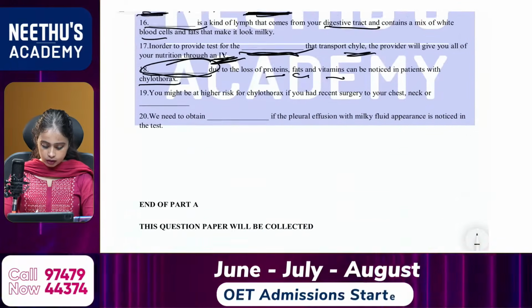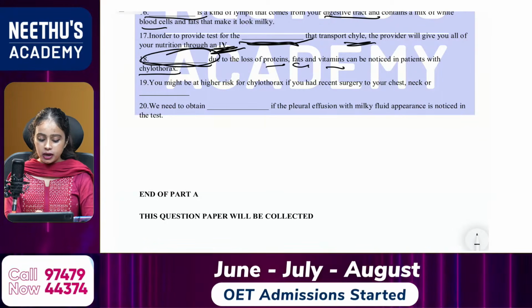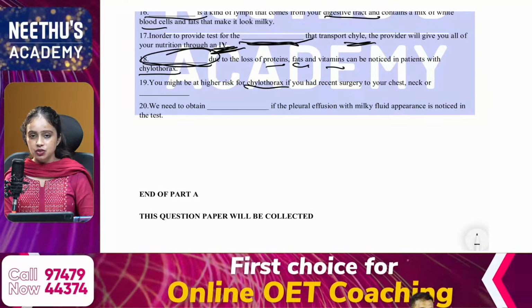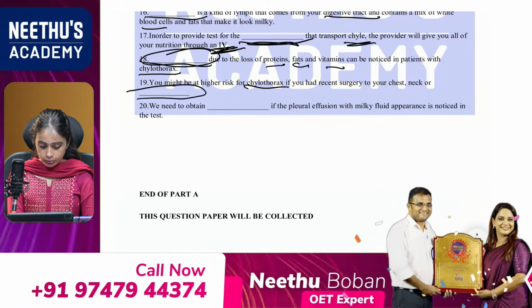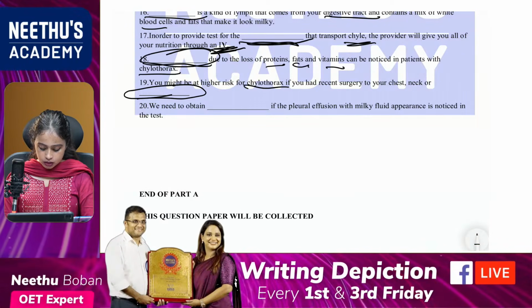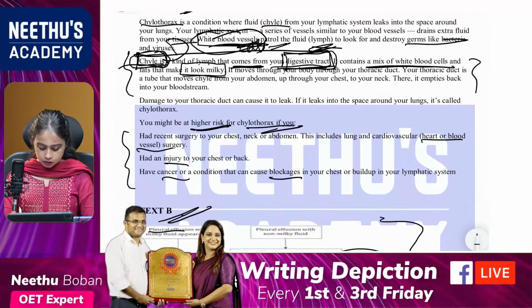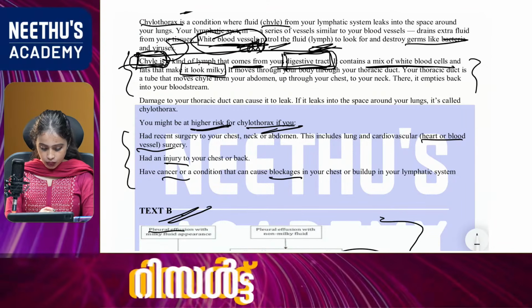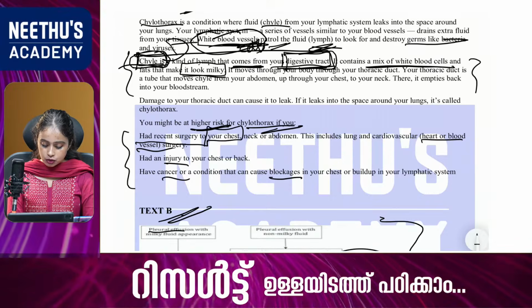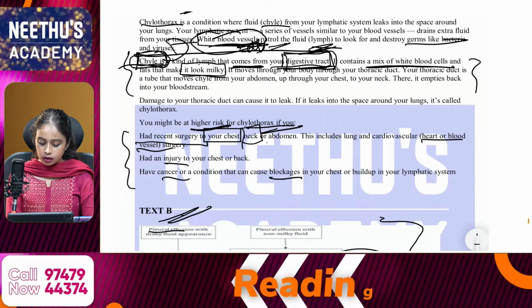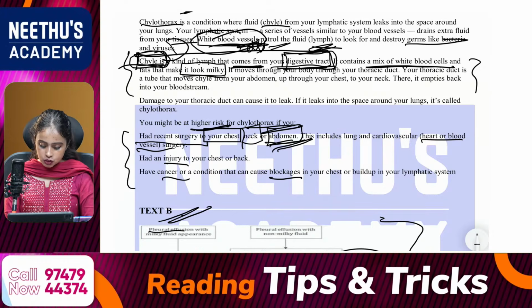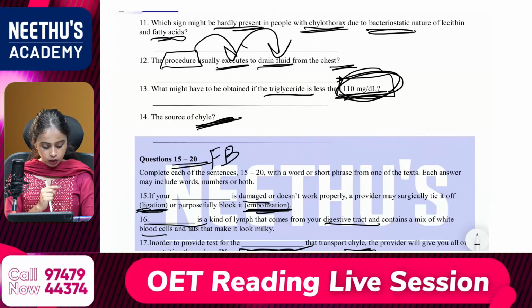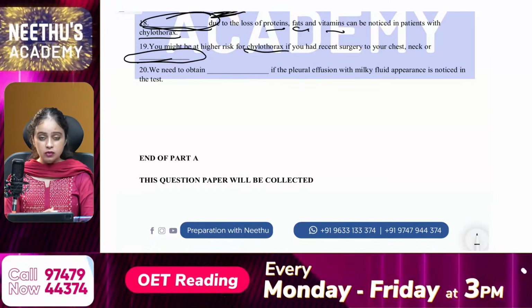Okay, then the second last one, you might be at higher risk of chylothorax if you had recent surgery to test your chest, neck or dash. Of what? 19th one. So that is from text A. Okay. So what is the point mentioned here? Had recent surgery to your chest, neck or abdomen. So what is the missing word? It should be abdomen from text A. So answer should be abdomen. Okay, Prida, Hannah, very good. It is abdomen.